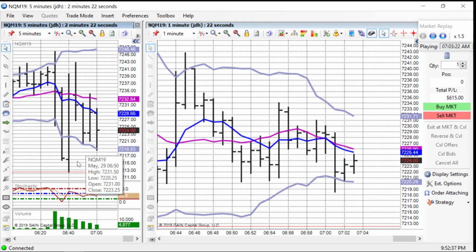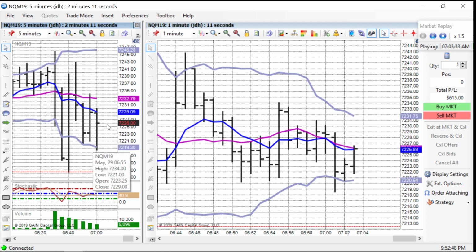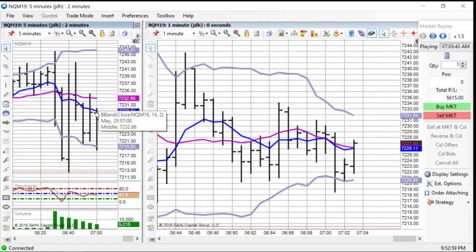Okay. So I'm still seeing a big 1, 2, 3 bottom formation, or 1, 2, 3 low formation on the 5-minute chart. But until I start seeing this 8 EMA line start closing in towards the 14 SMA on the 5-minute chart, not sure I want to be long. I need to see a fractal to the upside here.